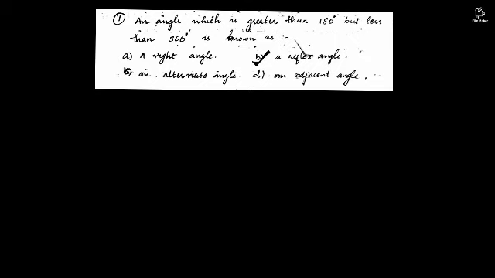So the first question is this: an angle which is greater than 180 degrees but less than 360 degrees is known as option A, right angle, B, a reflex angle, C, an alternate angle, and D, an adjacent angle. So first of all, I want to tell you that there are many types of angles.